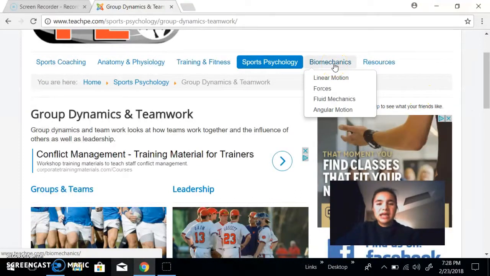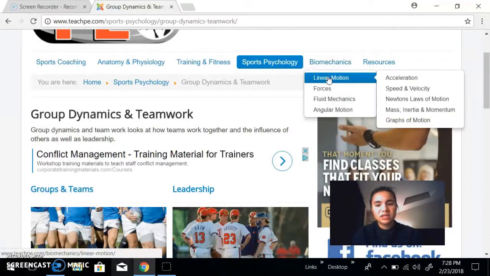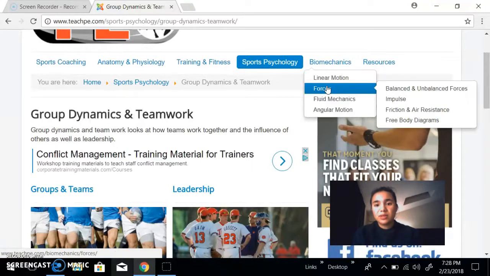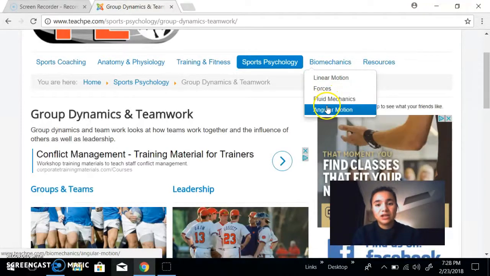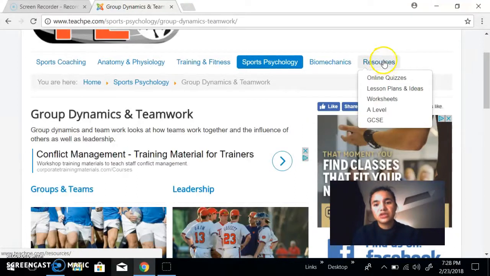Again, doesn't really pertain to us. Is more physics-based. Of course, there's physics in physical education. But again, doesn't really pertain to us. But if you need help with understanding or want to understand more about physics, it talks about linear motion, explains forces, fluid mechanics, and angular motion. Very helpful. And then resources.